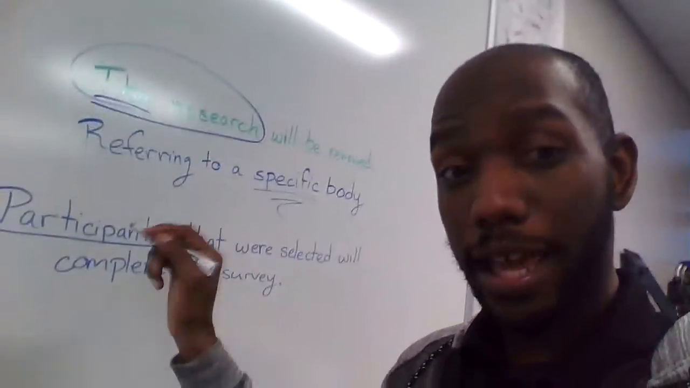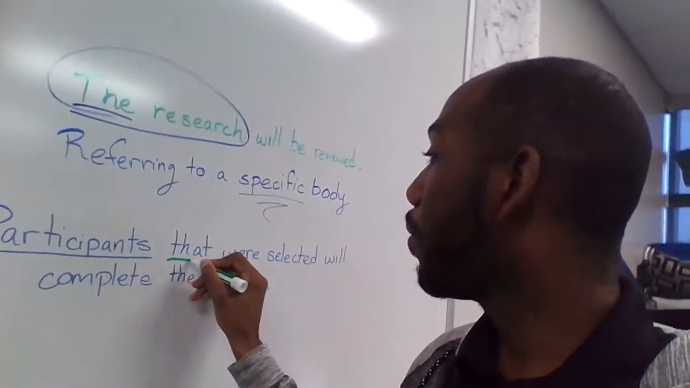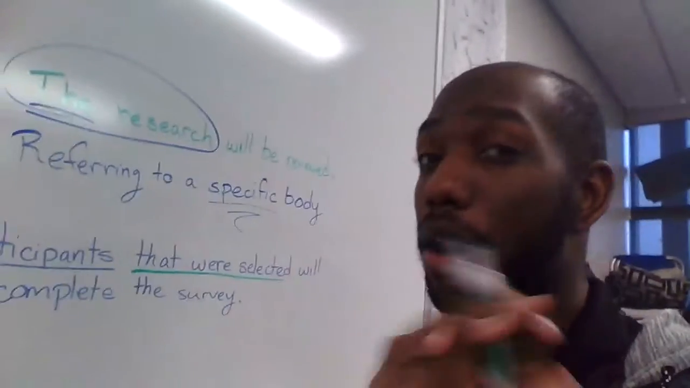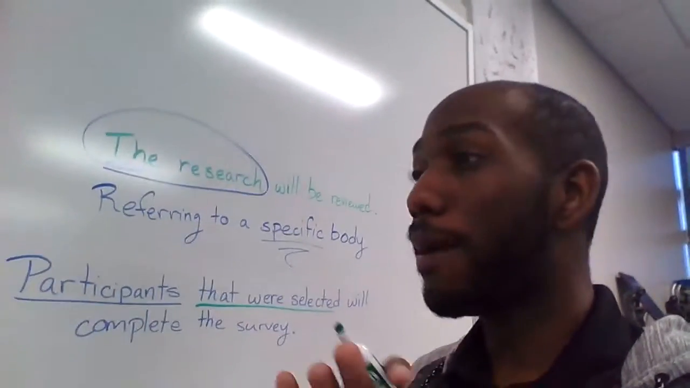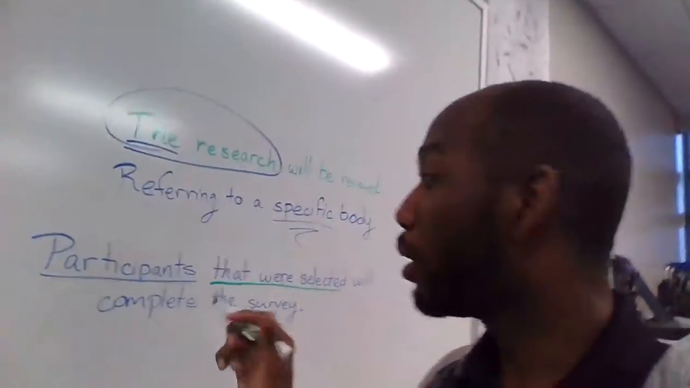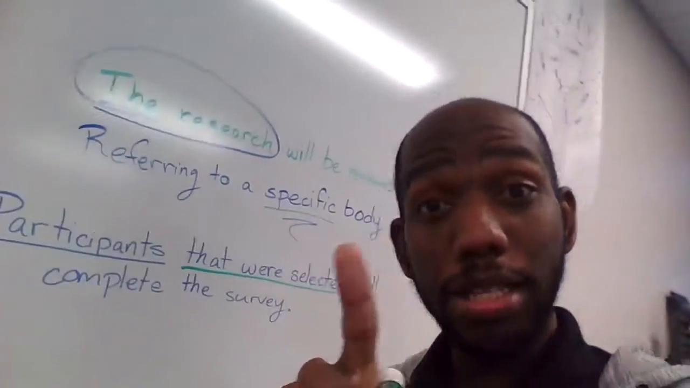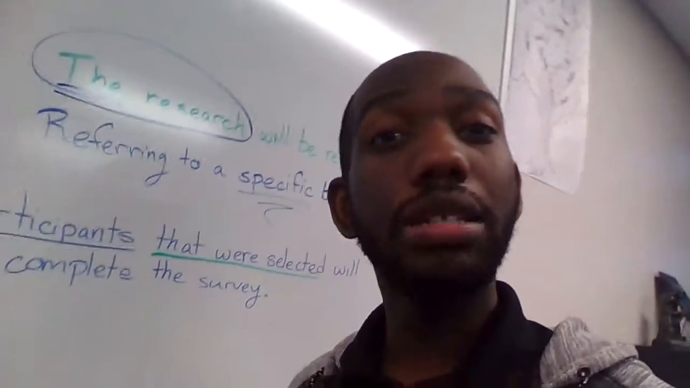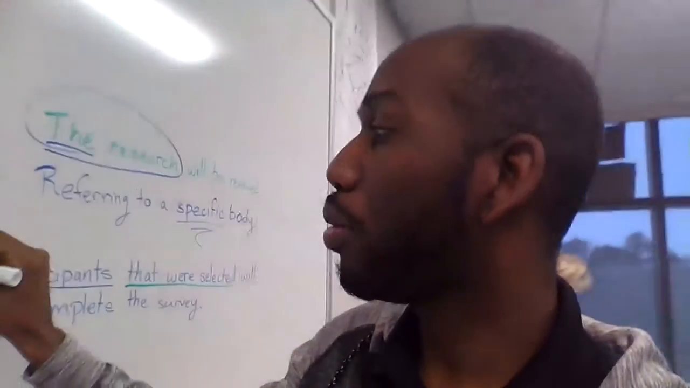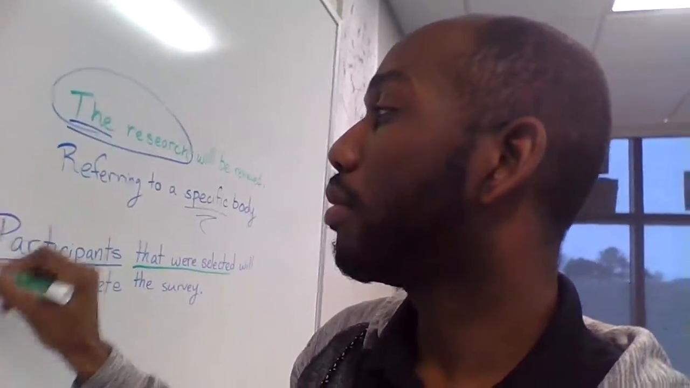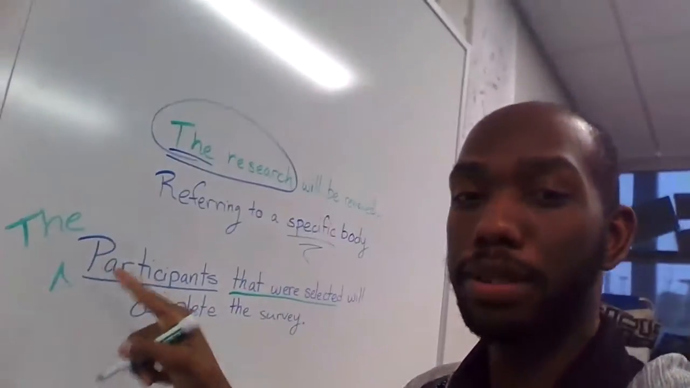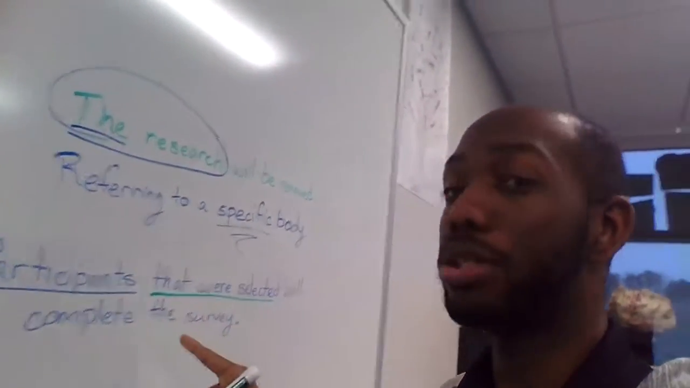We have extra details: participants that were selected. So I'm not just talking about all participants. I'm not talking about participants in all cases. I'm talking about a specific group, the ones that were selected. And because I'm being specific, what do I need to add to the beginning? The word "the." The participants that were selected will complete the survey.